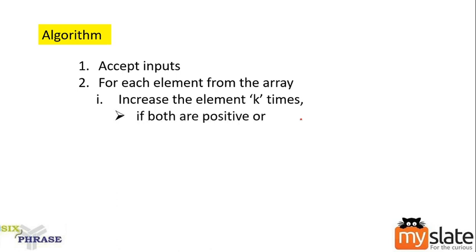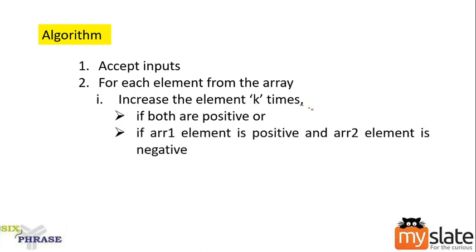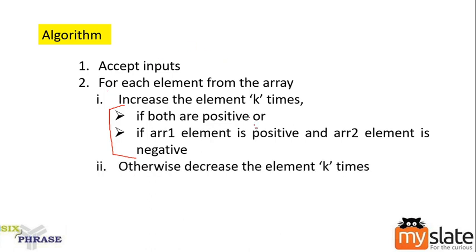So we'll do that here. If both are positive, increase, or if array 1 is positive and array 2 is negative, then also we have to increase. In these two cases, we are going to increase the value. So take each element and increase the element k times. When will you increase it? Either both should be positive, or array 1 should be positive and array 2 should be negative. In that case, increase, otherwise decrease the element k times.